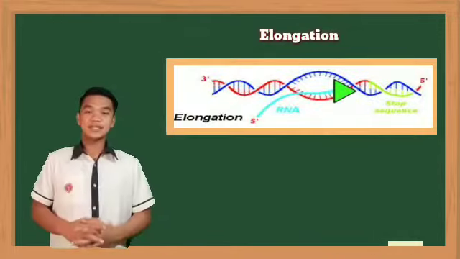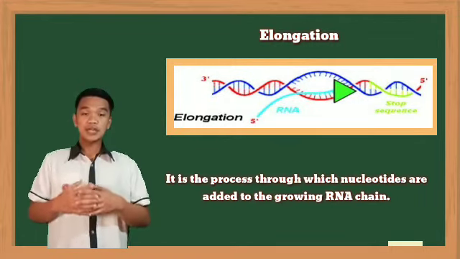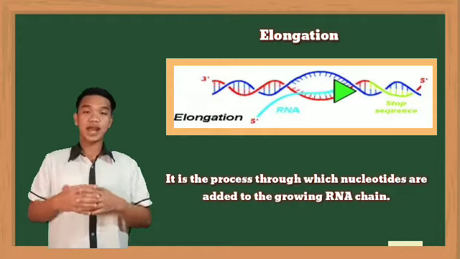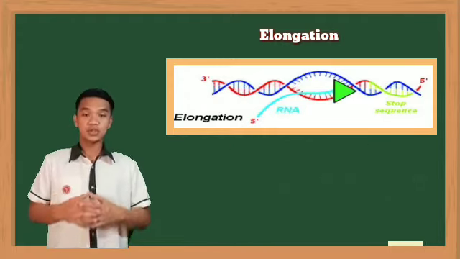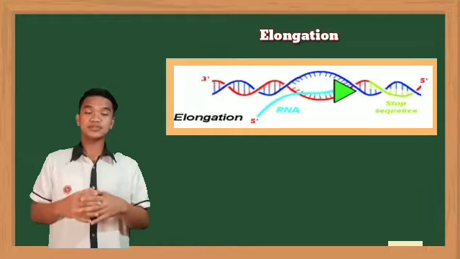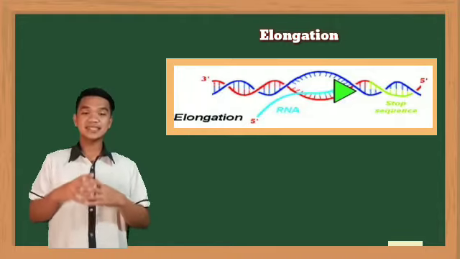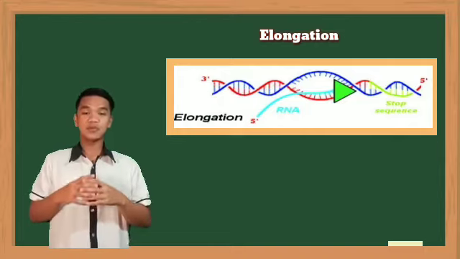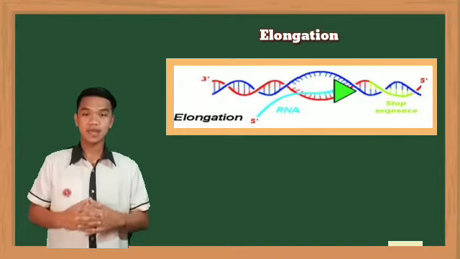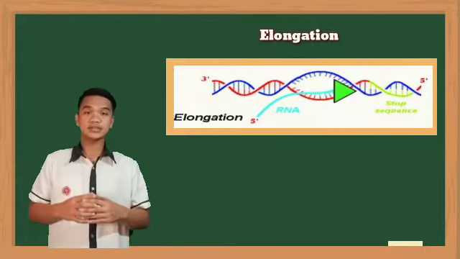The second one is the elongation. It is the process through which nucleotides are added to the growing RNA chain. During the elongation, the ribosomes continue to translate each codon in turn. Each corresponding amino acid is added to the growing chain and linked via a bond called peptide bond. Elongation continues until all of the codons are read.